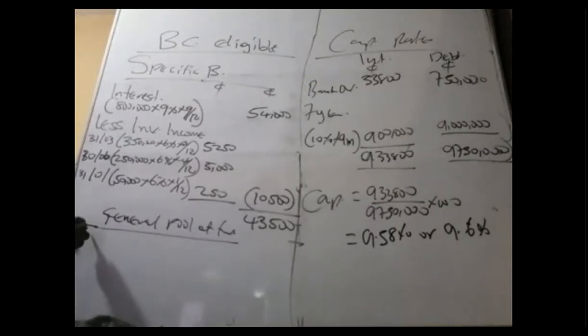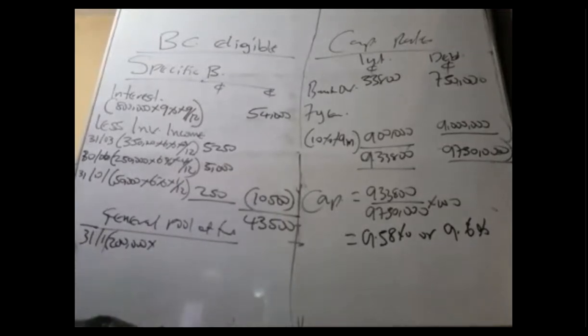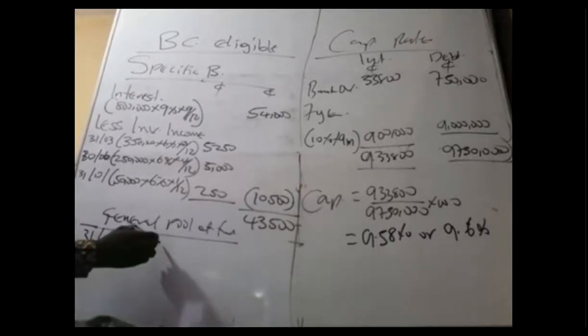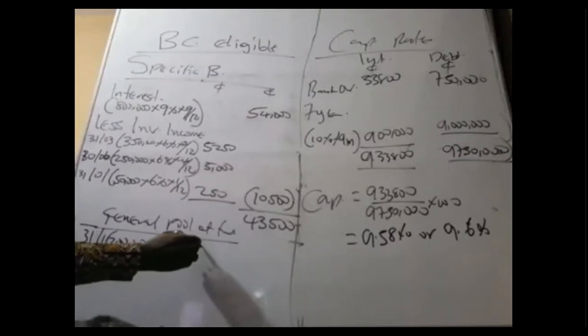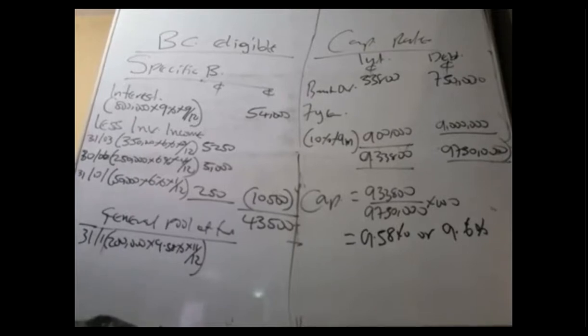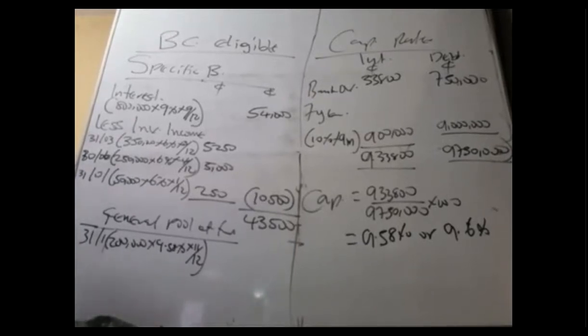Let me read. 31st of January. Third examiner, open a bracket. The big 200,000 times the capitalization rate, the one that we calculated. What's the capitalization rate? We had 9 point, let's use 9.58. 9.58% times 11 out of 12. What do you get?